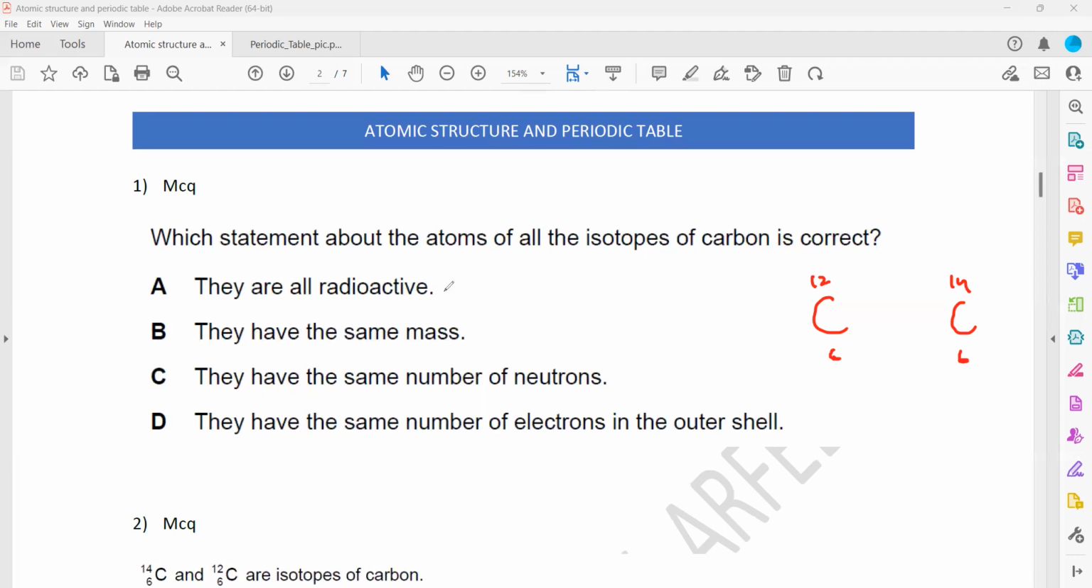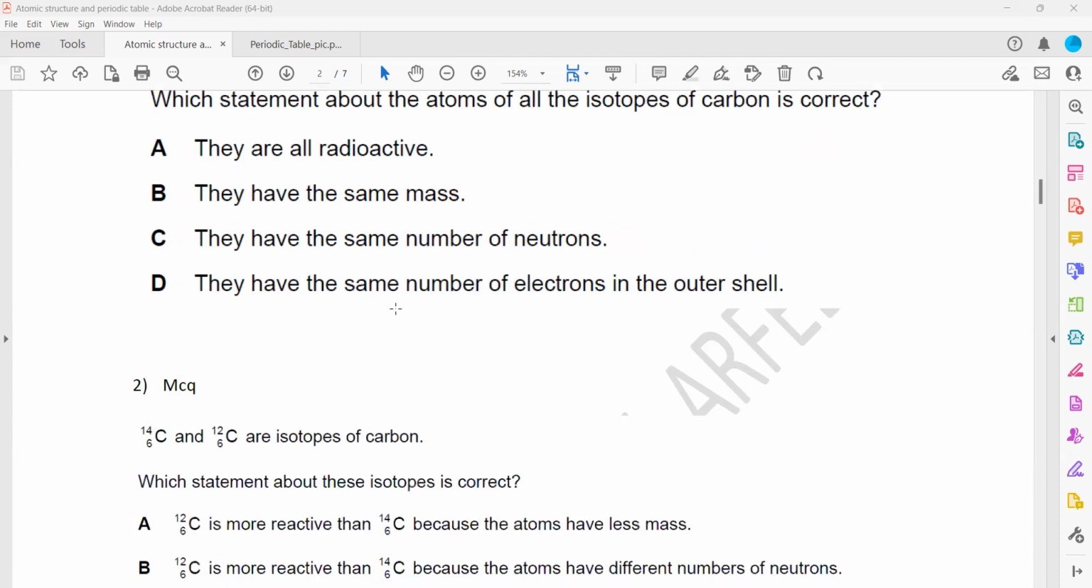So all are radioactive? No, they're not all radioactive. They have the same mass? They don't have the same mass, they have different masses. They have the same number of neutrons? That's totally wrong. They have the same number of electrons in the outer shell. This is one of the characteristics of isotopes, or the same protons in the nucleus.